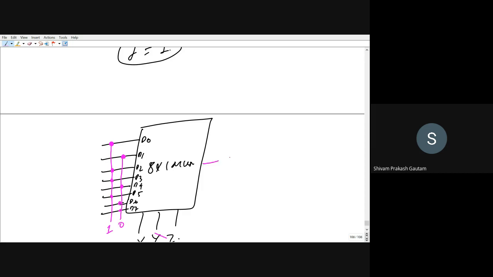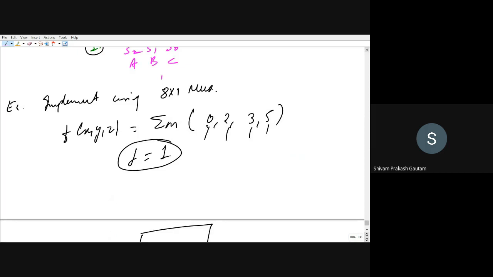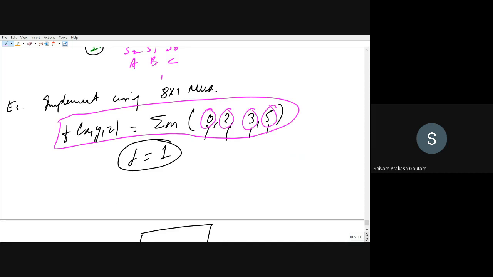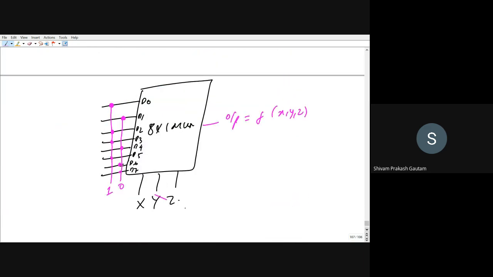So this will give the output of function x, y, z. Again, we have the function which we want to implement, where the min terms are given. What is the meaning of min terms? That means that under each of these conditions, our function will give one value. So you can see what I have done here: I have provided 1 to the min terms, that is D0, D2, D3, and D5, and rest for all the others.